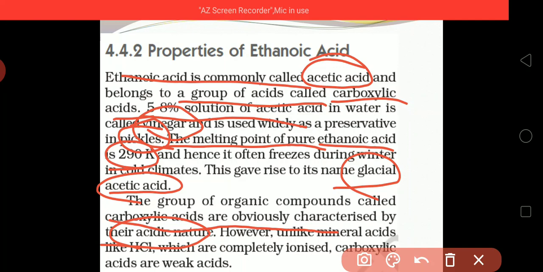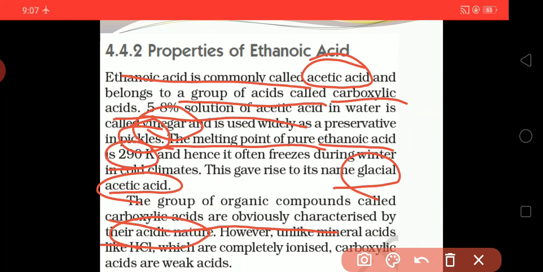The group of organic compounds called carboxylic acids are characterized by their acidic nature. In this you can see the COOH group is present. Commonly we know that if a COOH group, which is carboxylic acid, is present, then that group is acidic in nature.